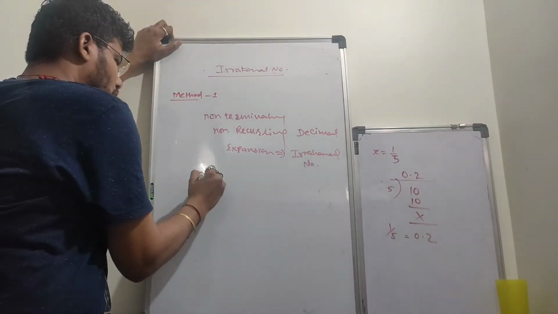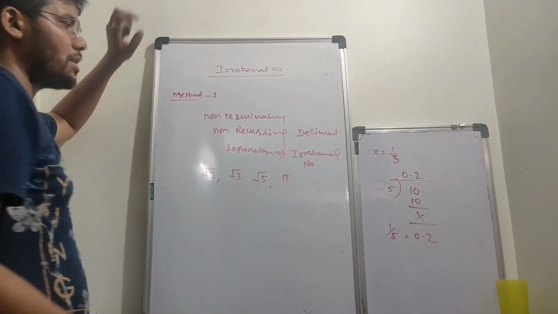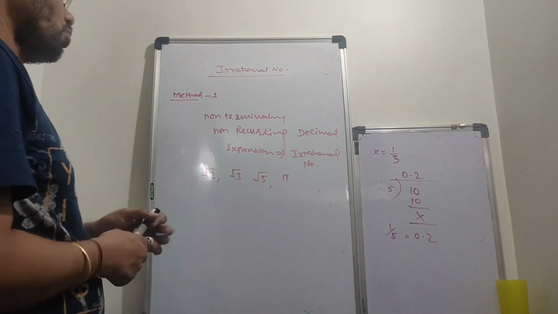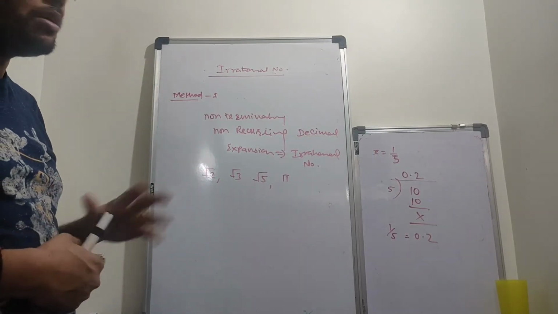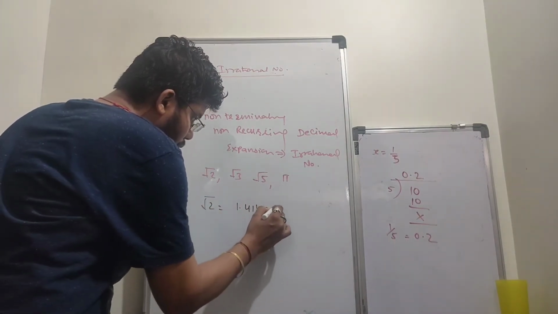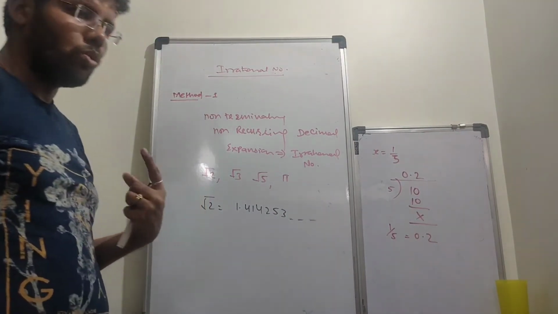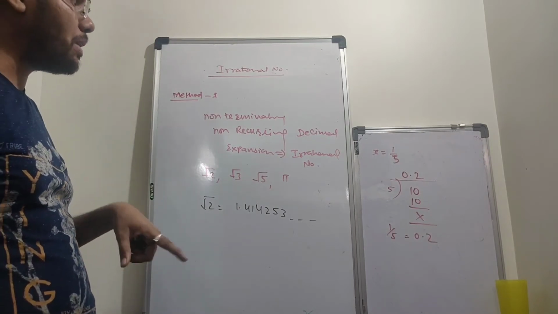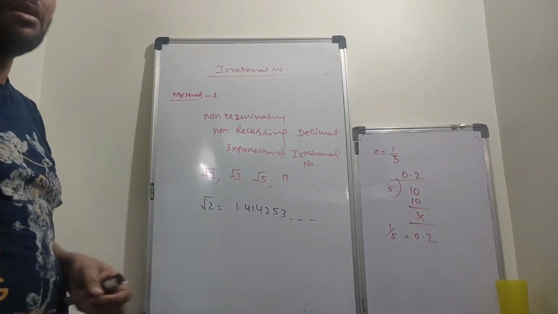Now as you know, root 2 is an irrational number, root 3 is an irrational number, root 5 is an irrational number, pi is an irrational number. So how can we prove that root 2 is an irrational number? Two methods are there. First method, we perform its decimal expansion. The decimal expansion of root 2 is 1.414253 like that. So if the decimal expansion of a given number is non-terminating, non-recurring, then that number is an irrational number.